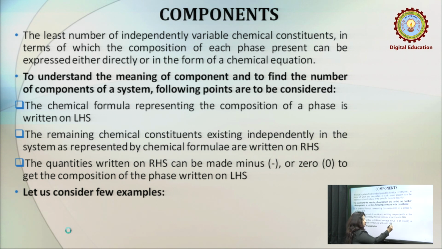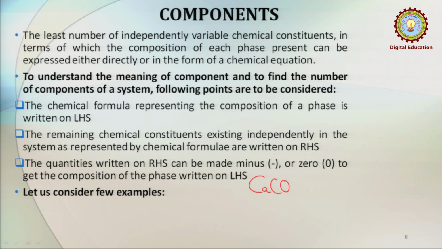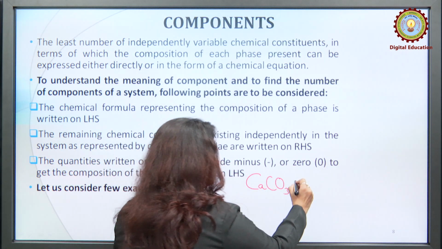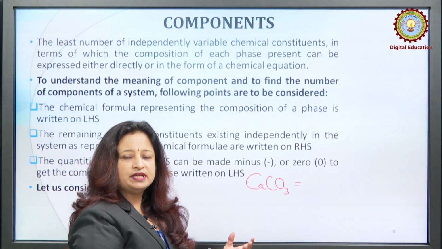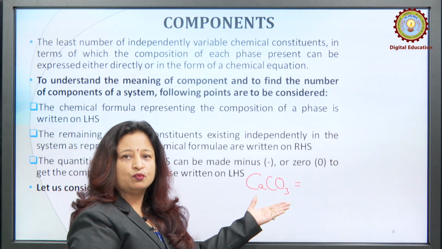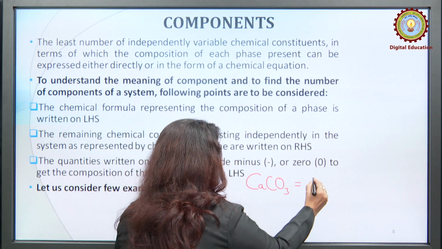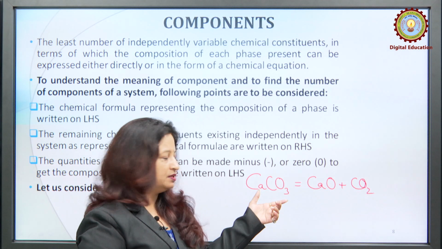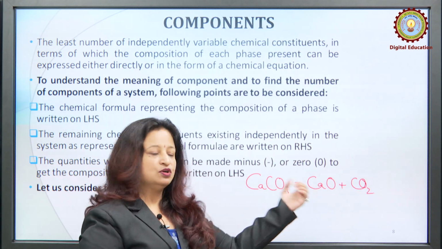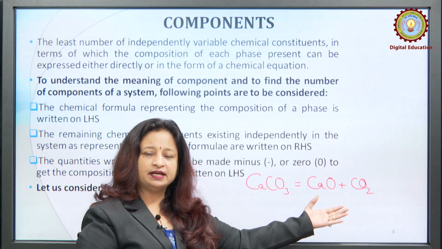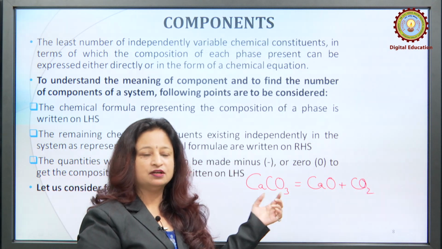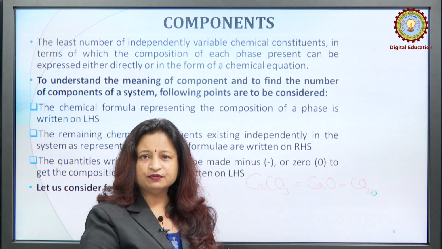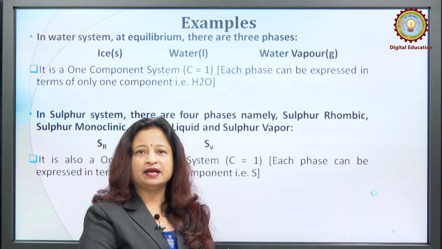For example, I can show you here, if we want to express the composition of calcium carbonate, it is written on the left hand side, and on the right hand side we represent the chemical constituents in terms of which the composition of this phase is going to be represented. So, here you can see it may be CaO plus CO2. So, calcium carbonate's composition is represented by calcium oxide plus CO2. So, on the right hand side we write the chemical constituents in terms of which the composition of this phase is being represented. So, here we can have 0, minus, plus and so on. So, we will consider a few examples. On the basis of that we can have a proper explanation.